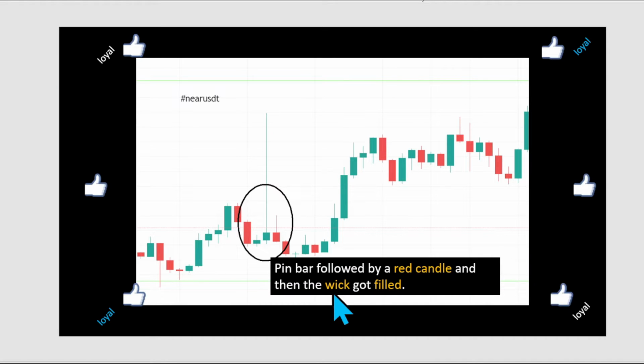From the chart of NEAR USDT, you can see that there's a pin bar forming here, followed by a red candle. What comes after that is the price dropping to this retest area. However, because NEAR USDT is forming a third wave and it's still on a bullish trend, the wick eventually gets filled after that.